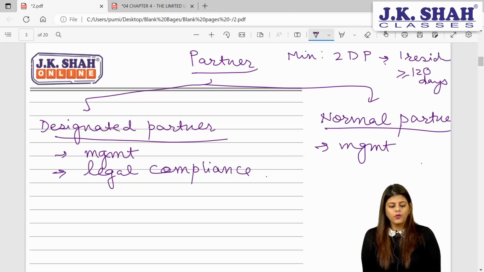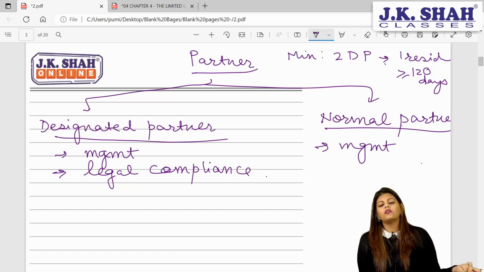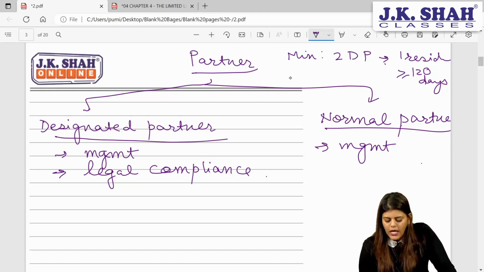See, use common sense. There are 2 designated partners. If both are out of India, who will check legal compliance? Who will sign? At least one should be in India for 120 days. So minimum 2 designated partners, and maximum there is no limit.